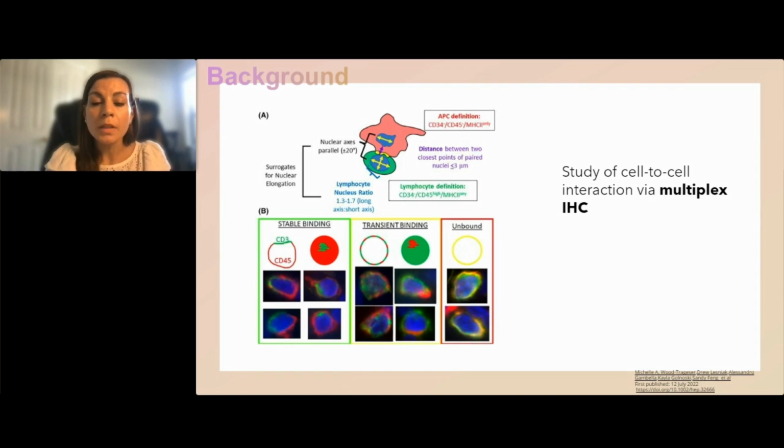Recently, there is a study where they used multiplex immunohistochemistry to try to analyze the cell-to-cell interaction. They characterized the segregation of markers on the cell surface, but again, the analyses were limited to interactions between just two cell types.